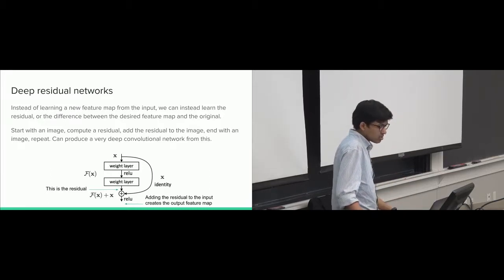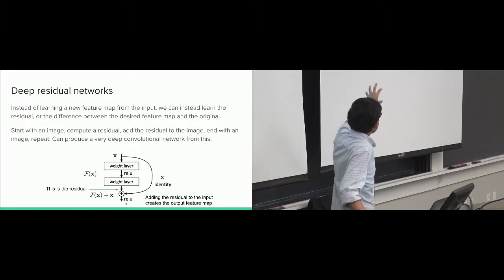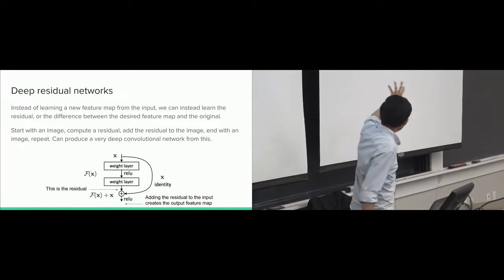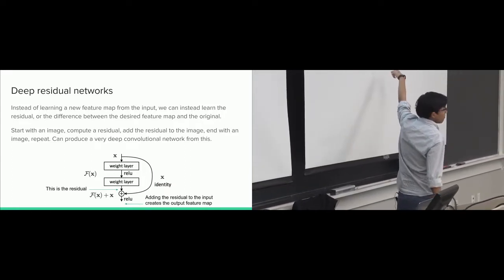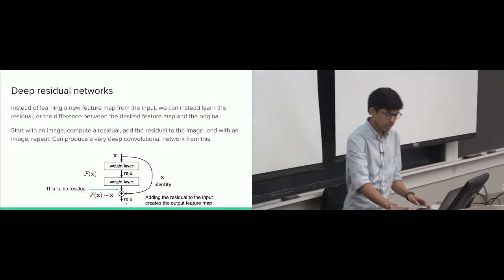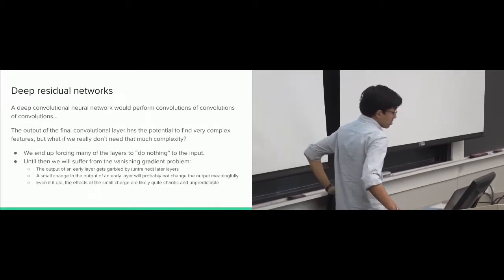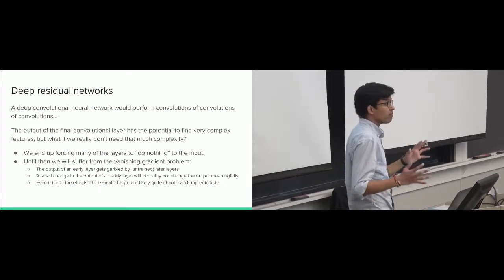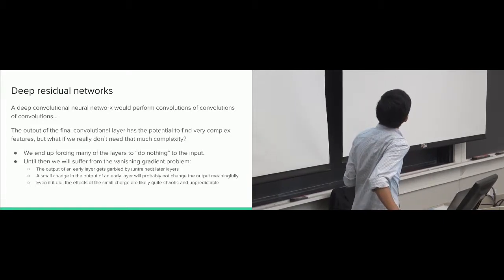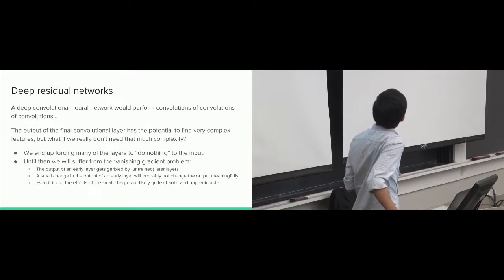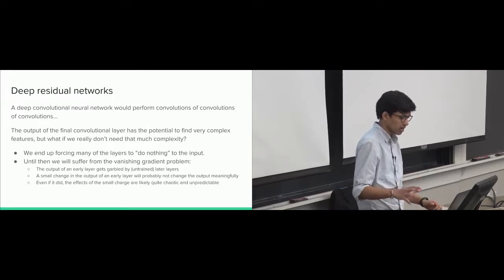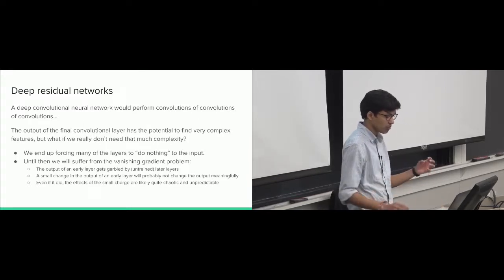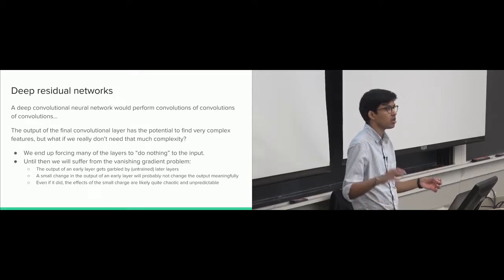What you're actually trying to do is, if this model is not learning anything, then instead of going through this, you just have a residue. When you have a very large CNN, we end up forcing many of the layers to do nothing on the input, and until then we will suffer from the vanishing gradient problem. The output of an early layer gets garbled by untrained later layers, or a small change in the output of an early layer will not probably change any output meaningfully.